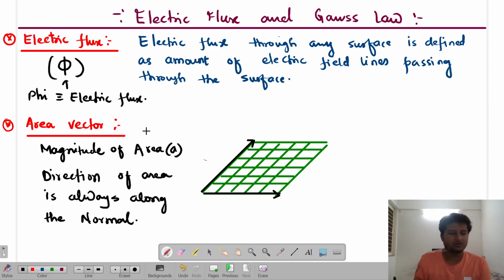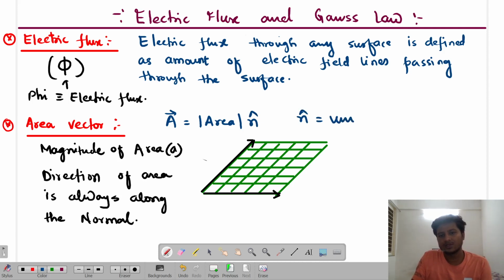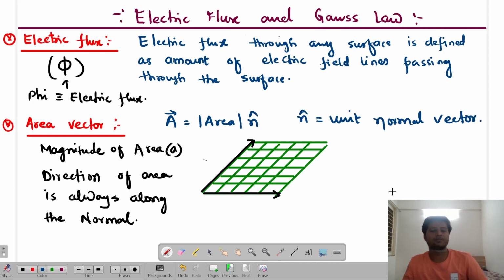So area is a vector quantity, where if I want to define the vector, it will be written as magnitude of area into n cap. N cap represents the unit normal vector. Are you able to get me or not? Is that clear?